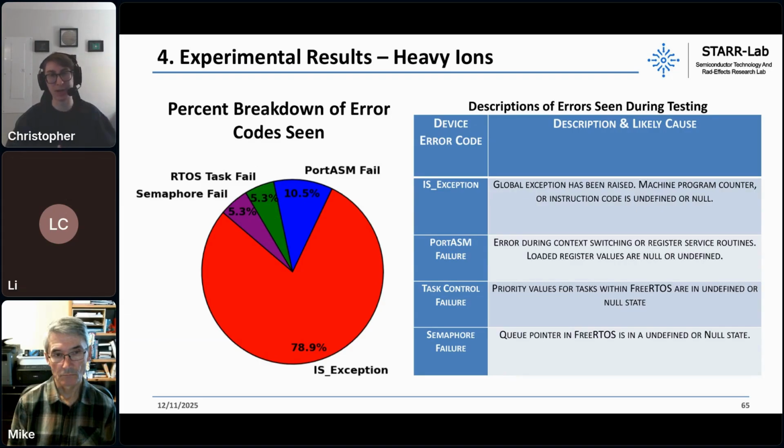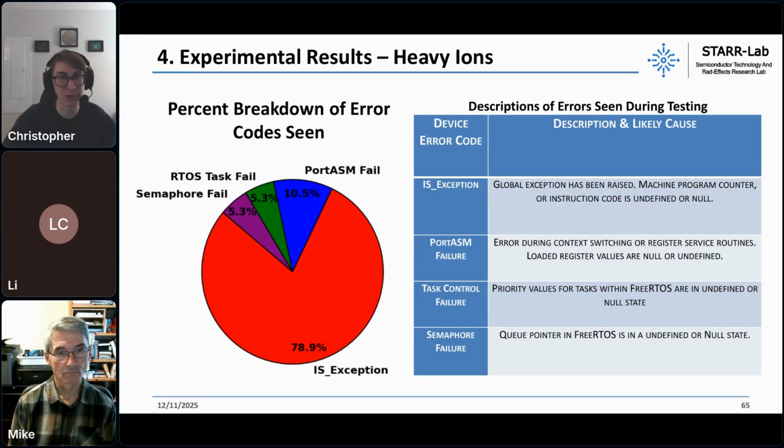As well, each time that it did crash during that loop testing mode, we took a note as to what the device error code was. More often than not, almost all the time, it's this IS exception error. This is a catch-all global exception that's being raised in the device, meaning that the program counter value is going to some undefined or null value, or when an instruction is being decoded, the instruction is not defined currently in the device, so it just raises this global exception and it halts.